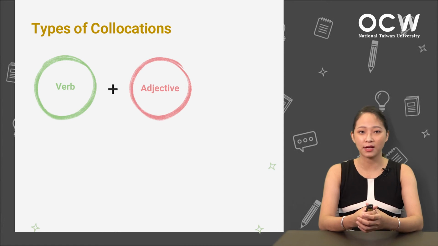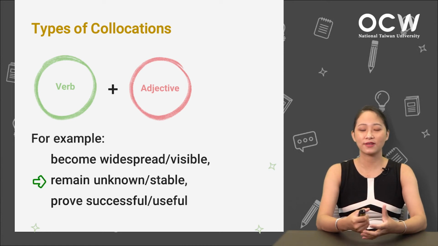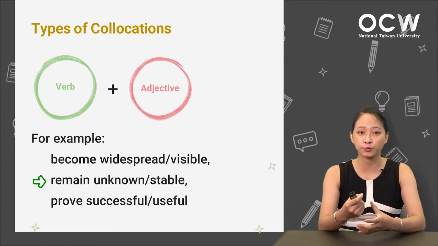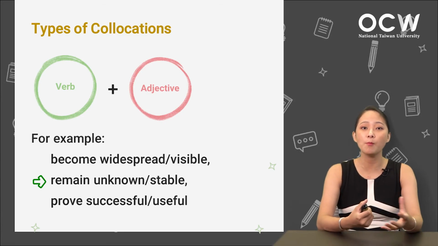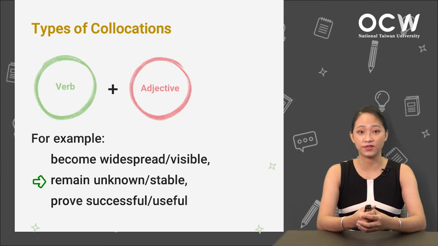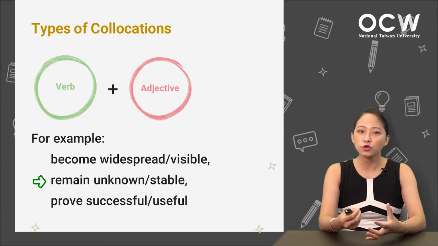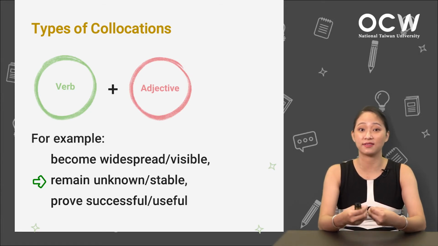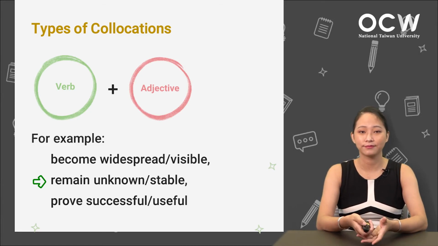Next, we're looking at verb plus adjectives. For example, we want to describe how widespread something is, we'll say become widespread or become visible. We want to describe how useful or successful something is as well as the state of it, we'll say remain.